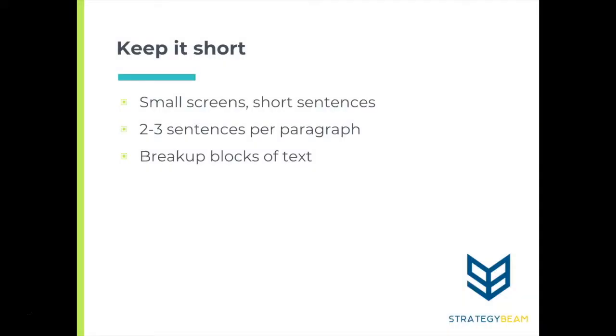Next, we want to always make sure that our content is short, so keeping it short. Since consumers are looking at content on mobile devices that have smaller screens, we also want to use shorter sentences. I like to keep my paragraphs at about 2 to 3 sentences each, and this just makes sure that I don't create a large block of text. It's easier to consume both on mobile and desktop devices. So 2 to 3 sentences per paragraph is really a go-to length that I like to use.